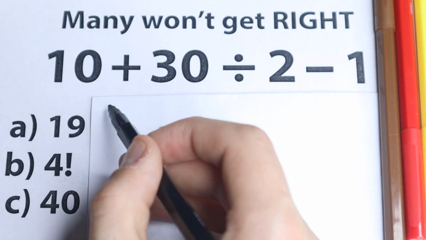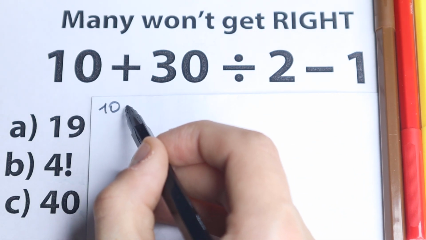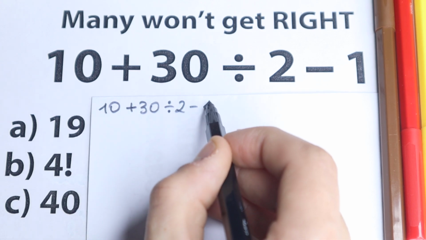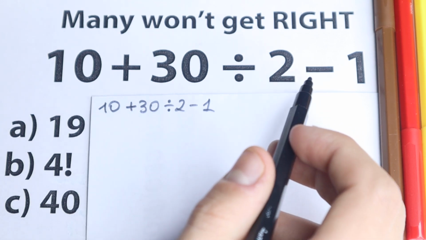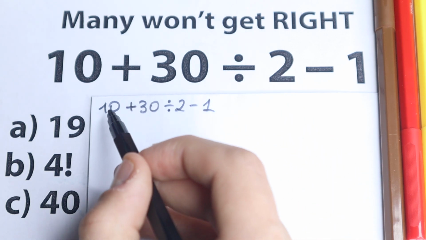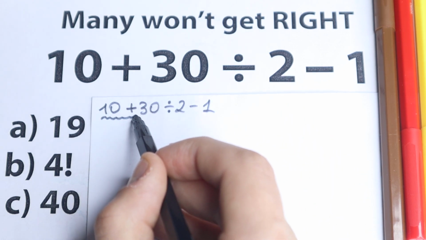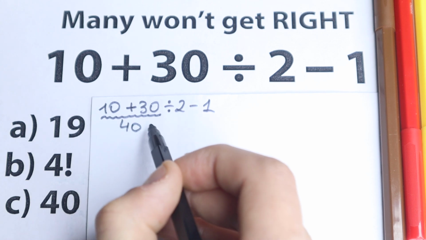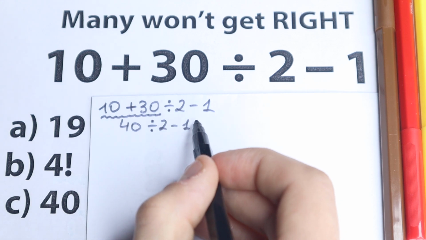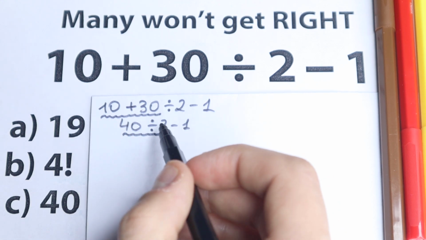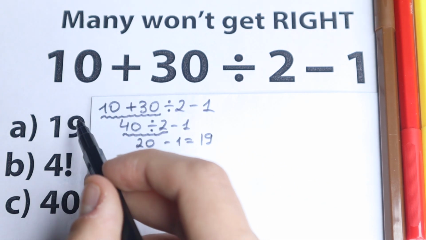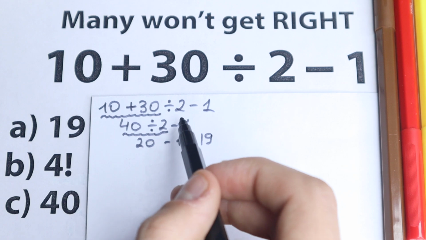So I just read this question and I wanted to show you this very obvious mistake right here. 10 plus 30 divided by 2 minus 1. At first sight, this is a very easy question, but a lot of students make this common mistake. They say, okay, very easy question, so let's go from left to right. 10 plus 30 equals 40. 40 divided by 2 is 20, 20 minus 1 equals 19, and we have this option right here. As you can see, a lot of students solve it like that.